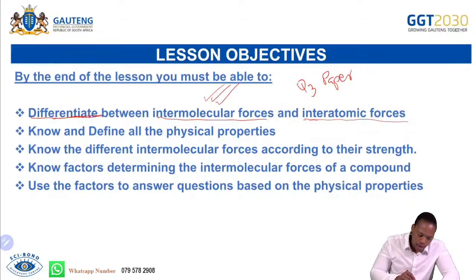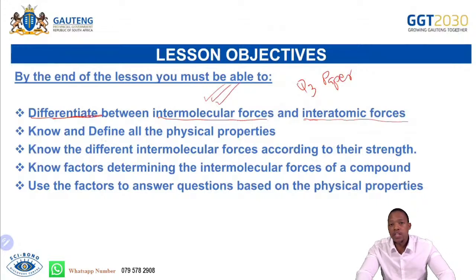Number 2, we must be able to know and define all physical properties. So we look at the physical properties. We must know all the physical properties that we are going to look at. I will show you how you can simply abbreviate them so that you can remember all of them. And then you must be able to define all of them as well.